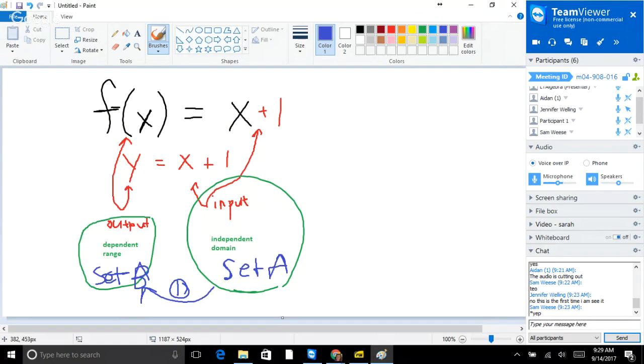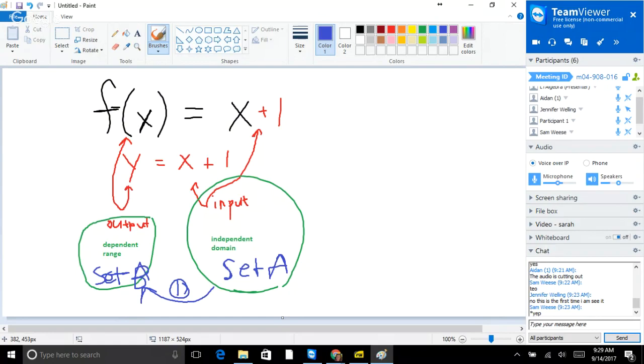The second characteristic says that some elements of my dependent set may not be matched with any element of my independent set. So I'm going to show a visualization of what that looks like. But that basically means set A has to match with something in set B. Set B doesn't have to necessarily match with something in A. Okay. Number 3 characteristic, 2 or more elements in A may be matched with the same element of B. And for the element of A, the domain cannot be matched with 2 different elements of B.